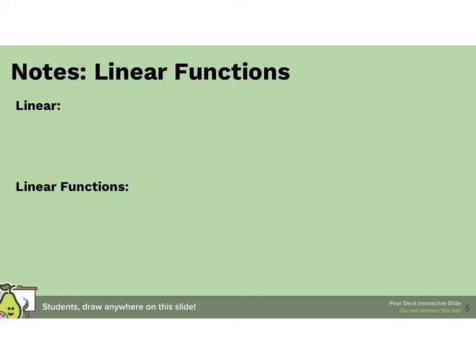All right, today's notes are really simple. It's just vocabulary. So linear, what does linear mean? It's got the name, the word in it. See, line is kind of the root word. So linear just means that the graph will be a straight line. No curves.